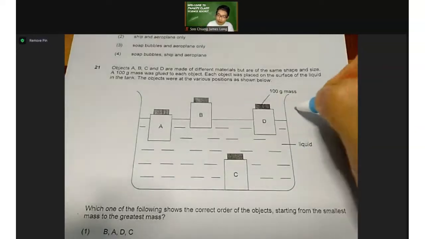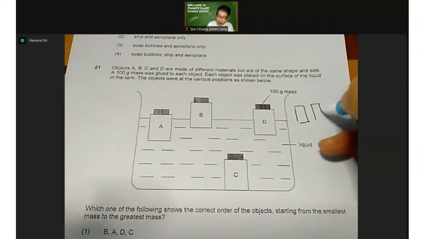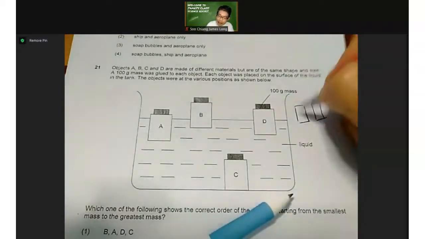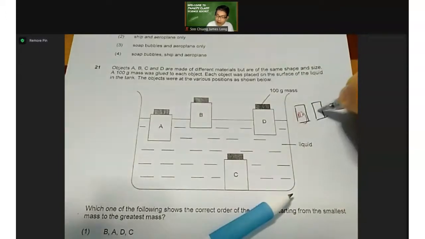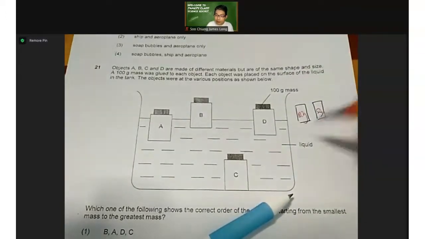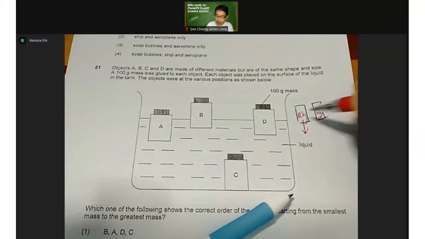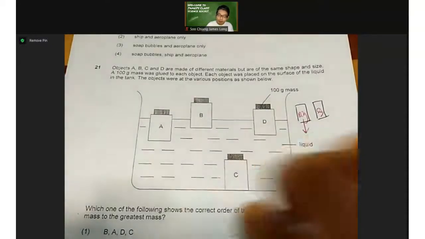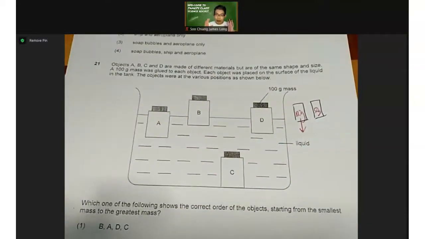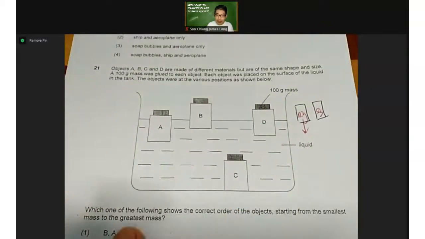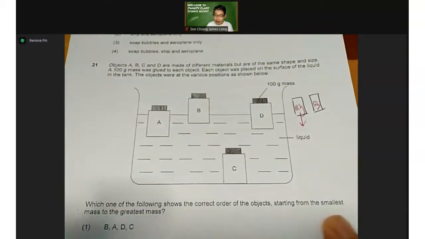So take this object and this object. This one has more mass, 100 grams. This one less mass, 50 grams. This will sink more than this, right? Because even if their volume is the same. So with that assumption in our mind, more mass but same size will sink, less mass will float. Then of course, the one with the most mass must be C. So greatest mass is on the right hand side because we want to arrange from smallest to greatest. So C will be on the right hand side.